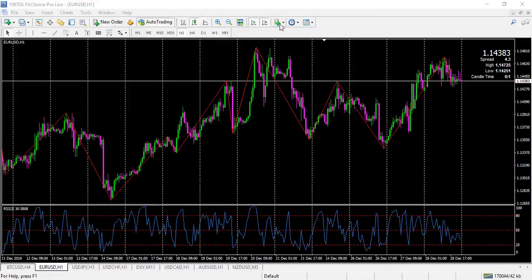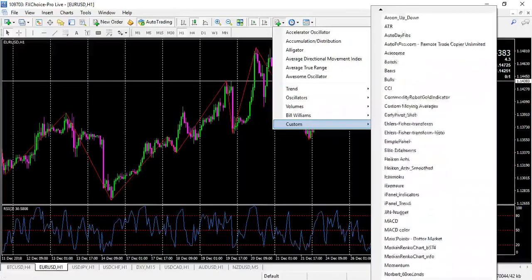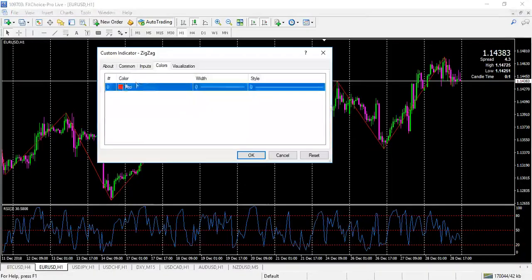As far as that goes, you want to make sure you have the zigzag indicator, which you can find in your indicators tab right here. You can go to custom, and then go all the way down to the last indicator, which is zigzag. Leave everything default. You can just change the color to red if your color scheme is like this.